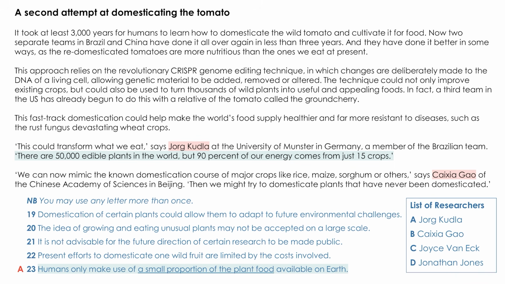Humans only make use of a small proportion of the plant food available on Earth. Indeed, there are 50,000 plants and we mainly eat 15 of them. We don't make use of the other plants. Answer 23A. Information about the second scientist, Kai-Xie Gao, doesn't match any of the questions.